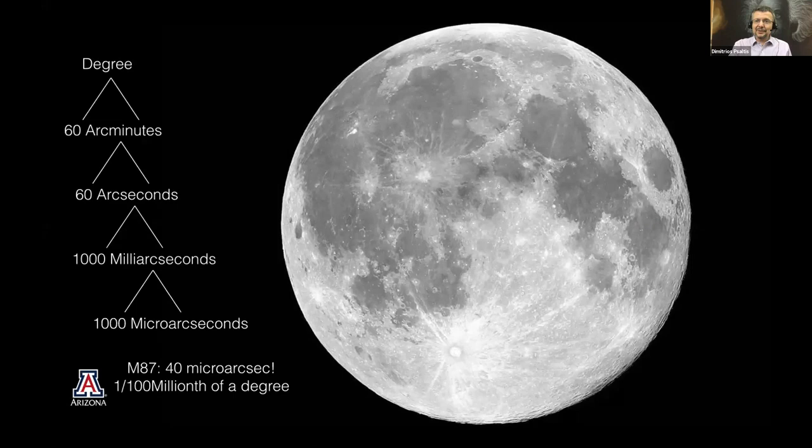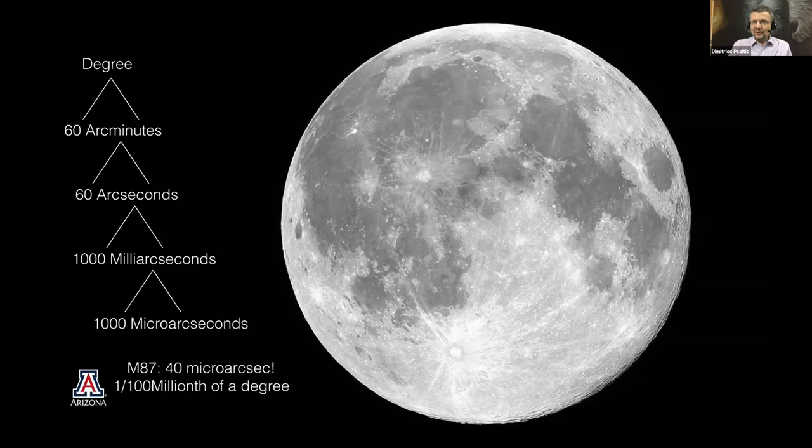The black hole in the center of the galaxy M87, we expect it to be about 40 microarc seconds large, which is 1/100 millionth of a degree, or about 100 million times smaller than the size of the moon. So you all guessed that black holes are really, really tiny, but the true answer is it was even more tiny than you would have guessed.